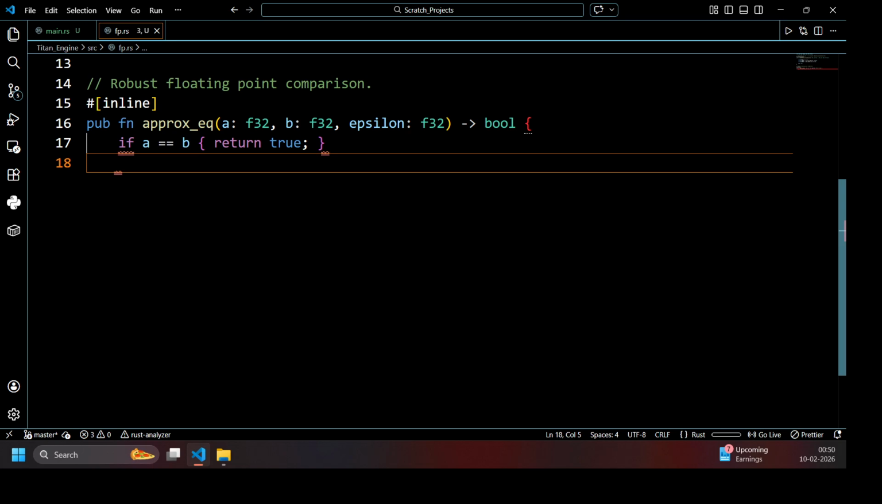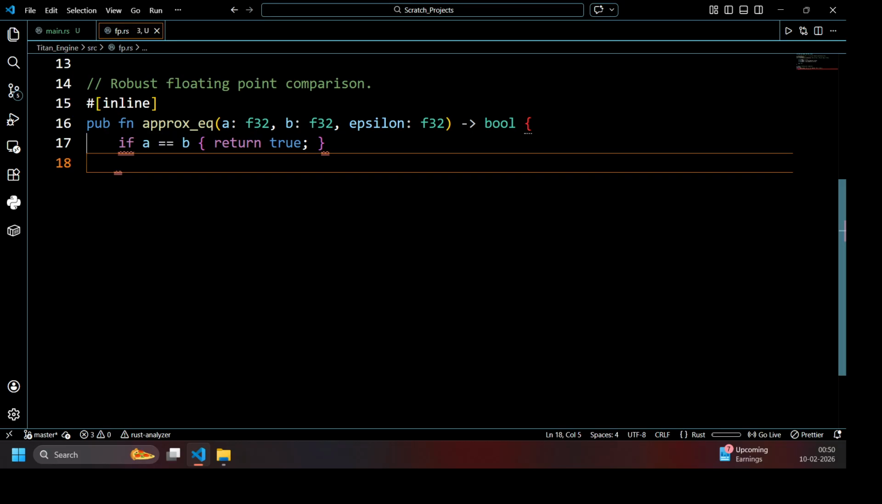Because of 0. If A and B are both 0, or very close to it, all the division involved in relative error math gets messy. You can end up dividing by 0. For numbers near 0, an absolute error check is actually more stable. Okay, so we're building a hybrid monster.